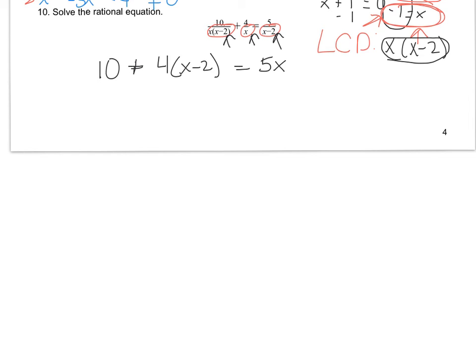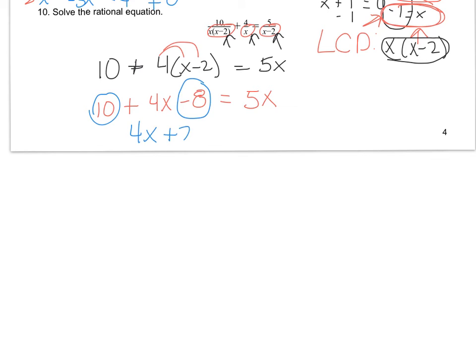Alright, pretty simple. All you do is distribute that 4 into that x minus 2, and you get 10 plus 4x minus 8 equals 5x. I notice that 10 and a negative 8 are like terms, so I'm going to make that 4x plus 2. So that 10 minus 8 is 2.